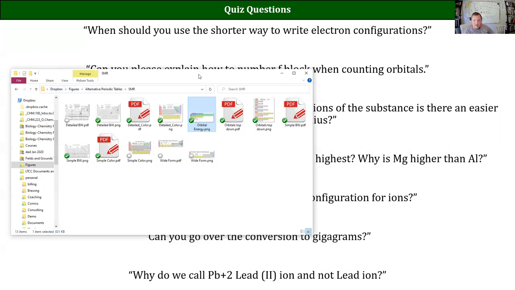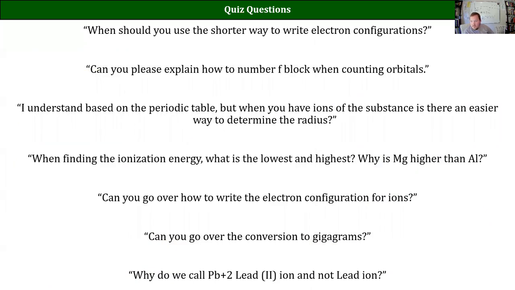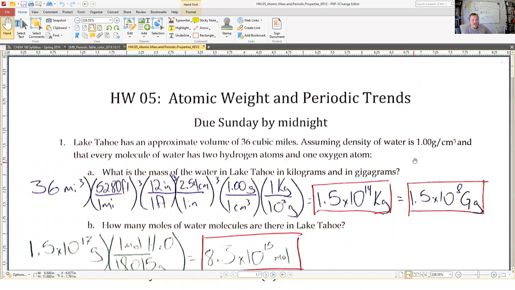All right, with that, let's talk about the homework for a second. While I'm getting this pulled up, somebody asked a question about how accurate that calculation is for the mass of the water in Lake Tahoe.